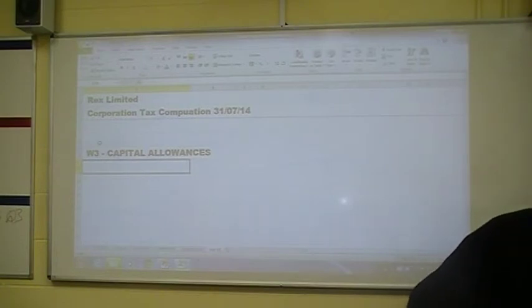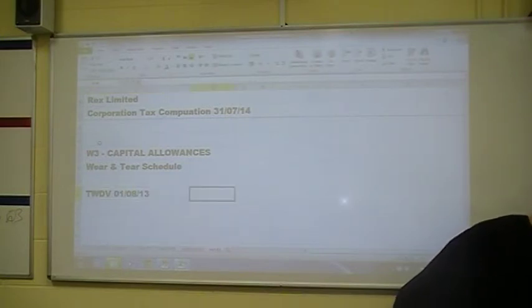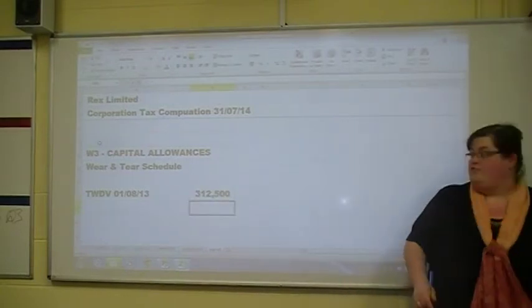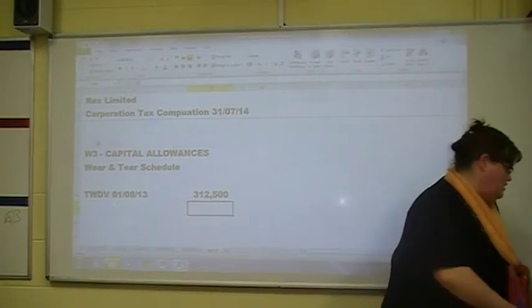Okay, so I started off with my tax written down value. Am I given that? I am, my tax written down value figure. So it's my wear and tear schedule. Okay, so I've got my tax written down value at the 1st of August 13 is 312,500. Yes, my tax written down value at the 1st of August is 312,500.